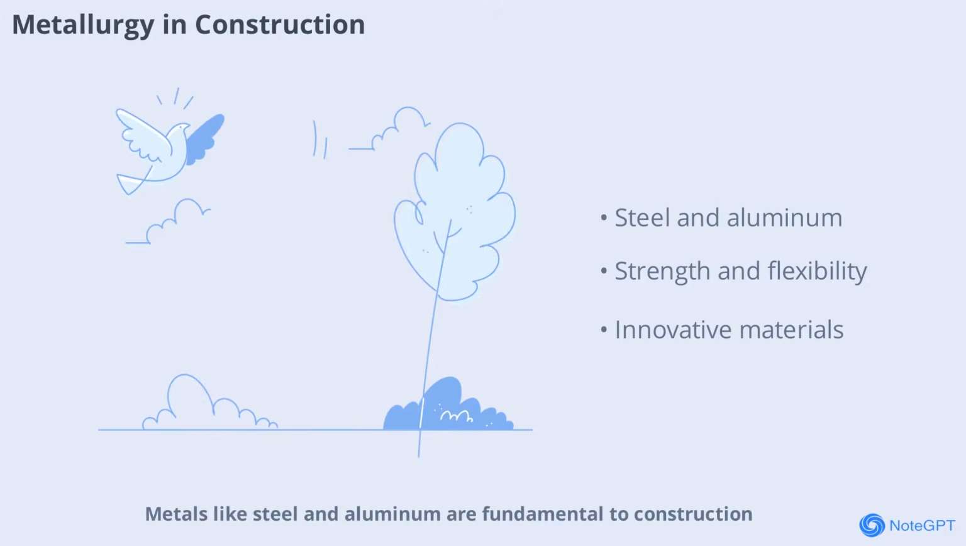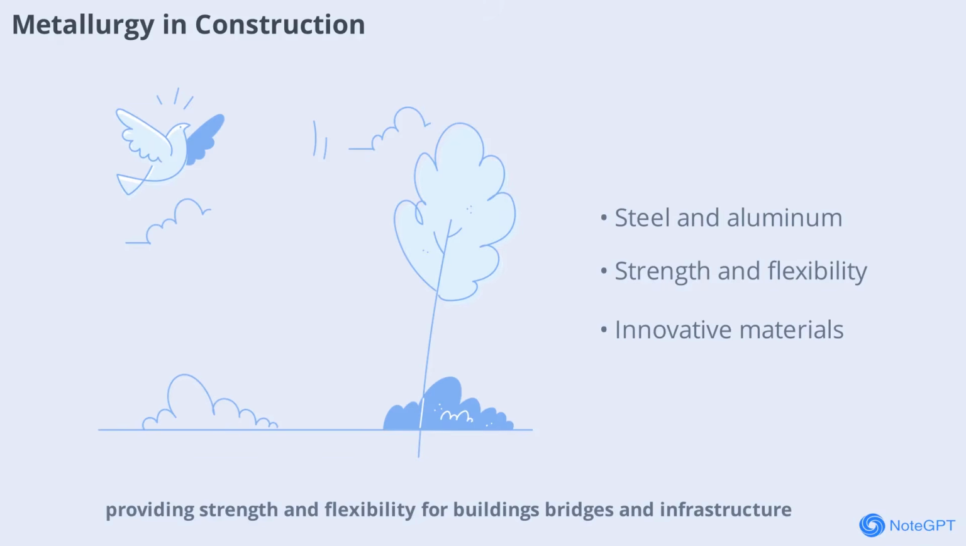Metals like steel and aluminum are fundamental to construction, providing strength and flexibility for buildings, bridges, and infrastructure. Alloys are chosen for their specific properties, ensuring structures are safe, durable, and cost-effective. Metallurgy continues to drive innovation in construction materials and techniques.